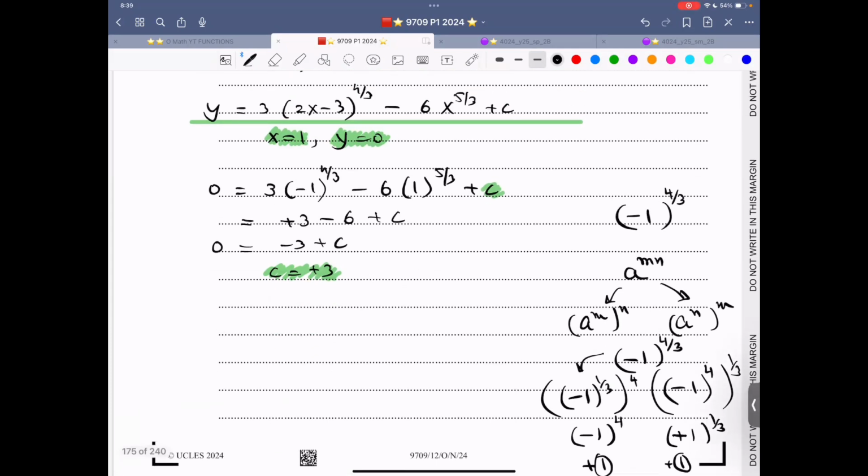Or you can be very comfortable putting it in the calculator with all the brackets and everything, and you will get this answer. That is why minus 1 raised to the power of 4/3 is coming out to be positive, and then 3 into this positive is positive, and then c comes out to be 3. Let me write this equation once more. So therefore, y equals 3/... (2x minus 3) raised to the power of 4/3 minus 6x raised to the power of 5/3 plus c. And c is what? c is 3.